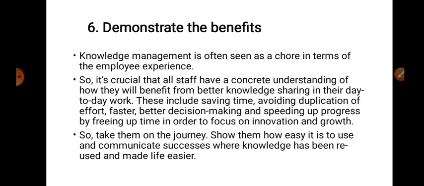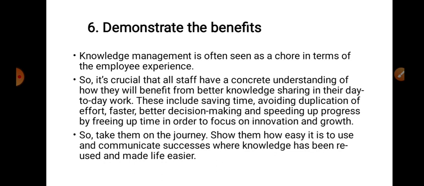Next, demonstrate the benefits. We have to demonstrate the benefits of a particular technology. Knowledge management is often seen as the core show in terms of the employee experience. So it's crucial that all staff have a concrete understanding of how they will benefit from better knowledge sharing in their day to day work. These include saving time, avoiding duplication of effort, faster, better decision making, and speeding up progress by freeing up time to focus on innovation and growth.